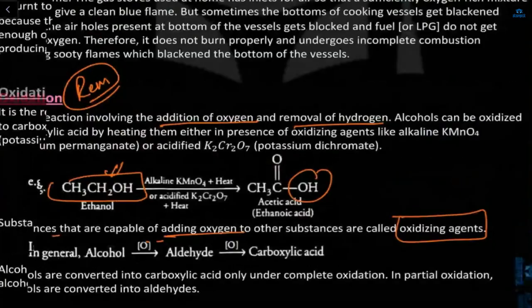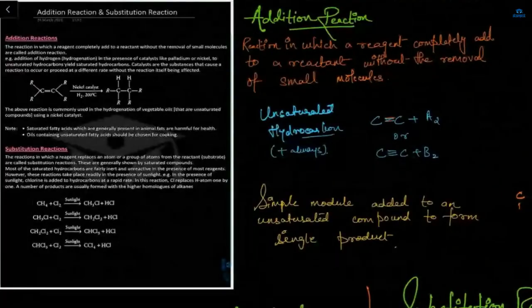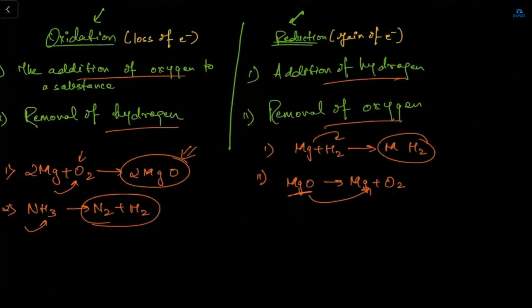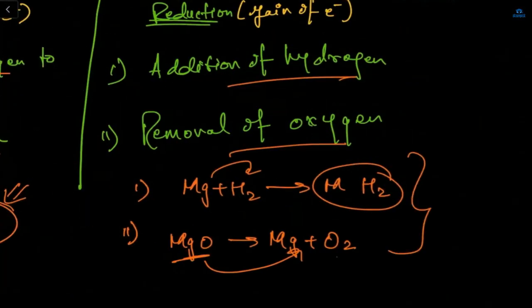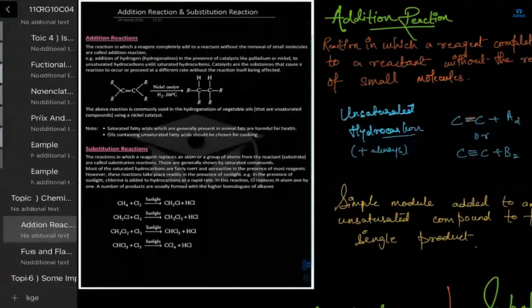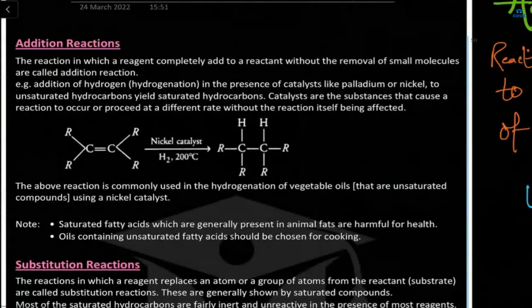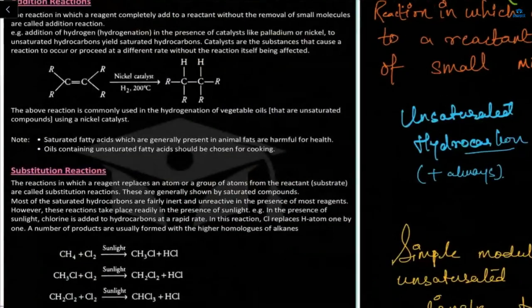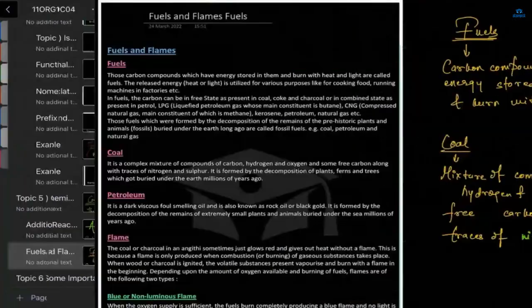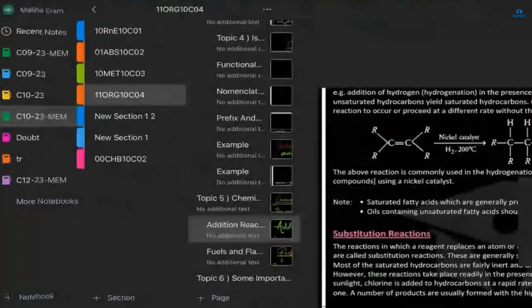Okay. Now more examples. Maybe the reduction part is not here. So the reduction part is clear now with these two examples. MgO, O will be removed and H will be added. Okay? Next is the addition reaction. What is addition reaction? Any idea? Why is the reduction part not here? Okay, we will go through that in the last.